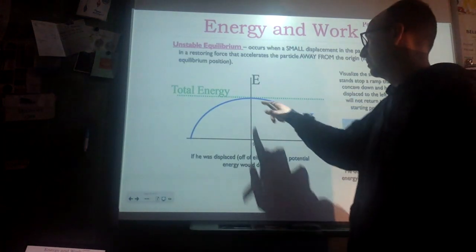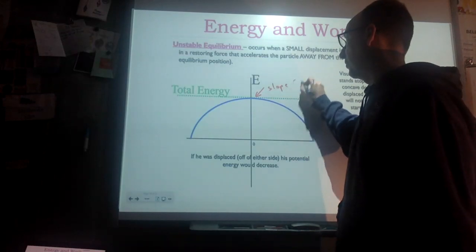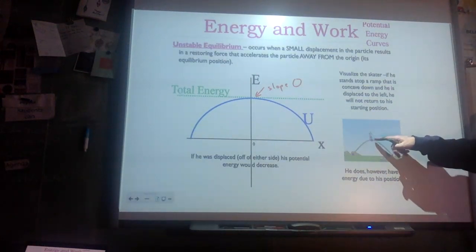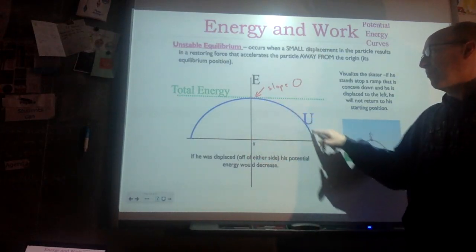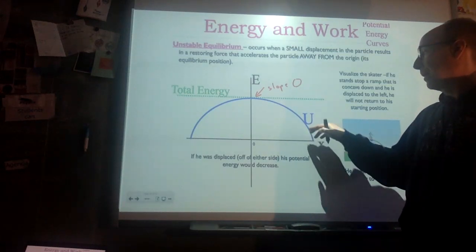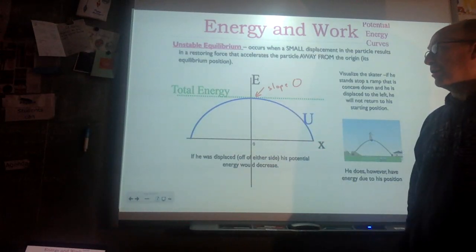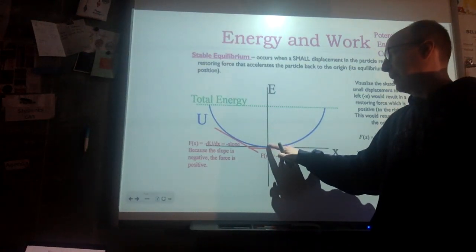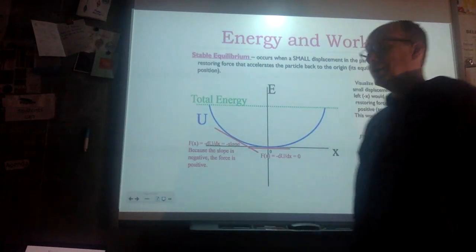Unstable would be one that looks like this. So here's our skater again. At any given side of this, it would go down and be off of our curve. We would have potential energy decreasing from any point off of the unstable one. For the stable one, any point that we would go off of our equilibrium point actually increases the potential energy.